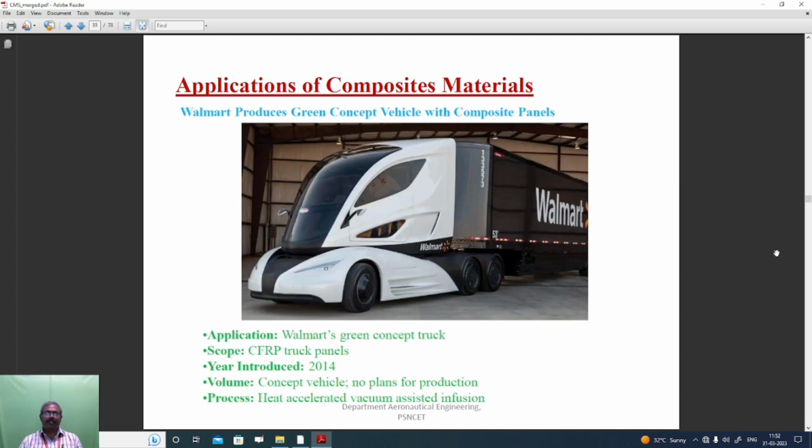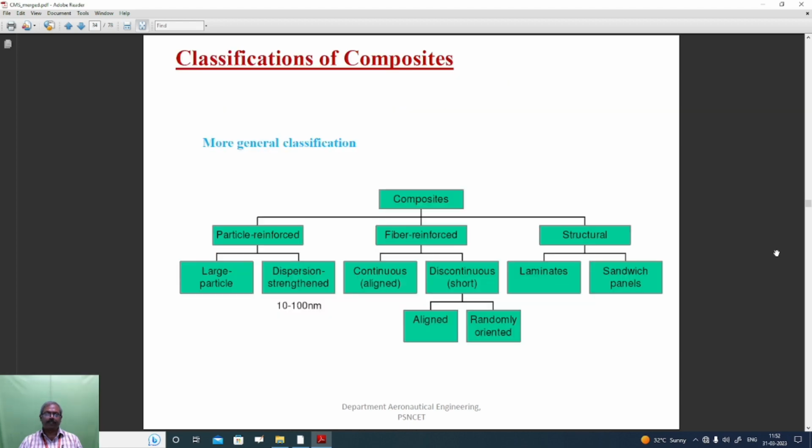This is a green concept vehicle with composite panels. CFRP truck panels are used in this truck. The heat accelerated vacuum assisted infusion method is used to produce these panels.